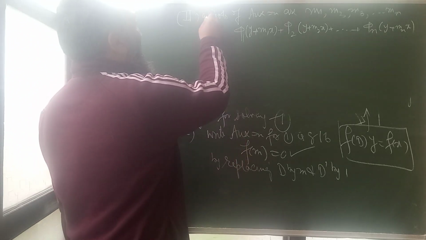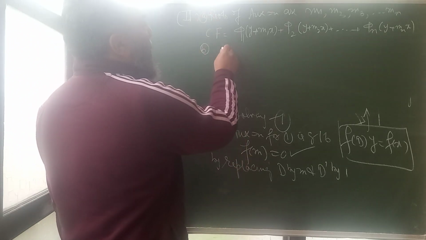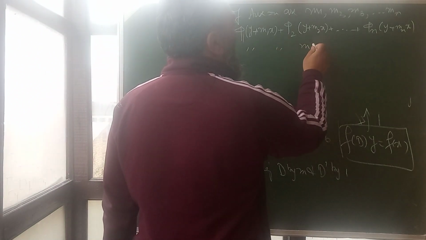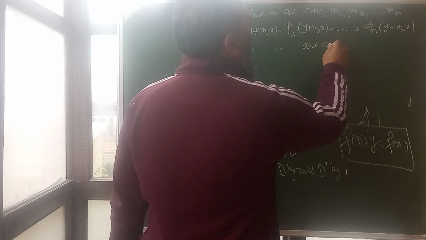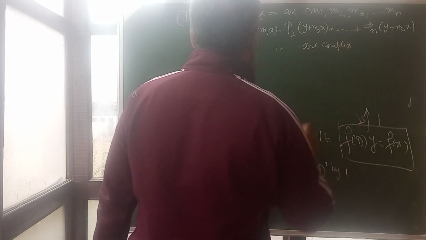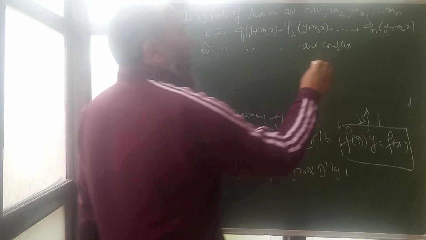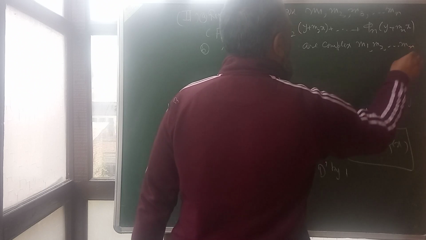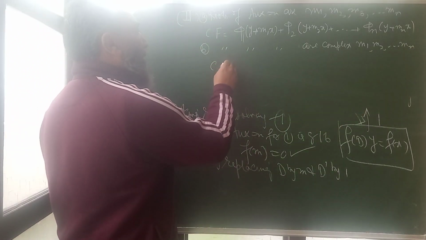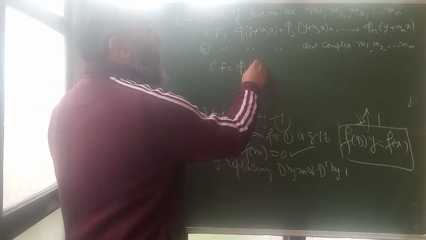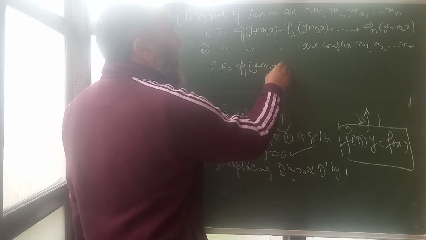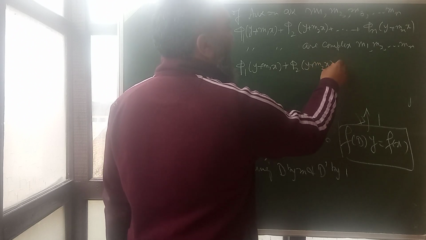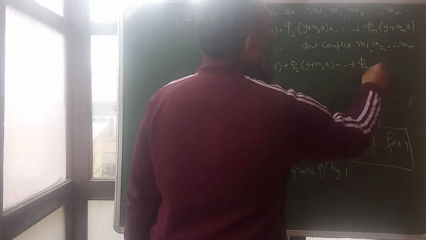This is A. Now B is that roots of the auxiliary equation, say m1, m2, are complex. There is nothing to worry about. You have to write down in terms of a function of y plus m1x, a function of y plus m2x, a function of y plus mnx.